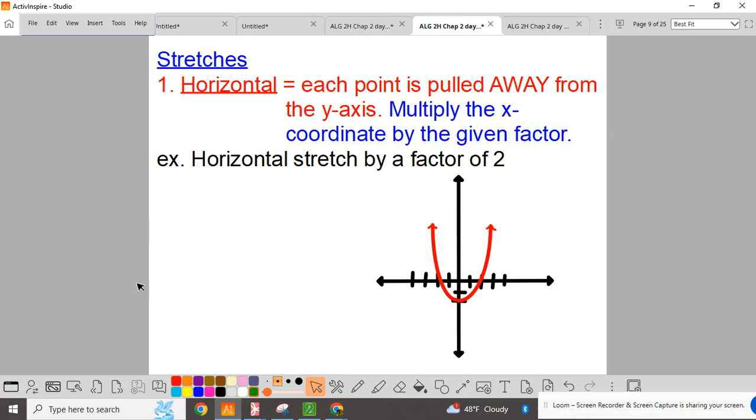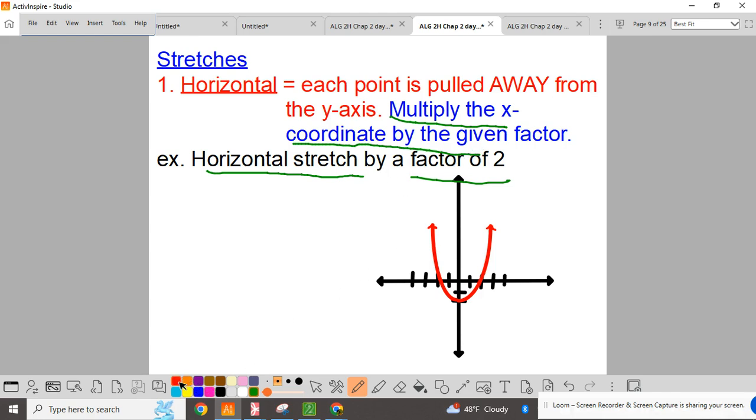Now we go to the next topic. Let's talk about the stretch. So there's a horizontal stretch. In a horizontal stretch, each point is pulled away from the y-axis. So what is the meaning of being pulled away from the y-axis? For example, this graph here will be stretched horizontally by a factor of 2. What do we do? We multiply the x-coordinate by the given factor, which is 2.